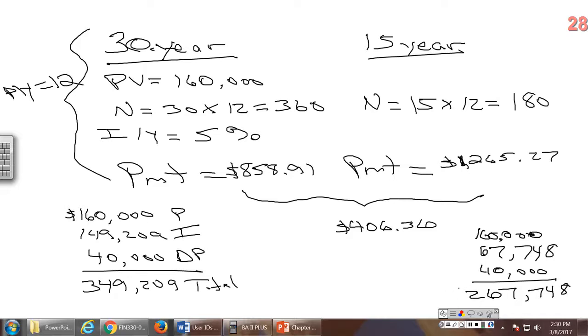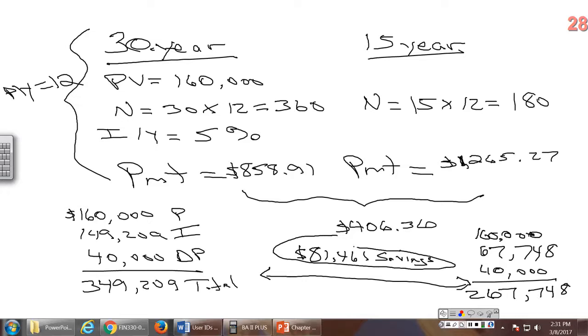Now, you can compare this to the 30-year loan. Okay, so we've got our comparison here. And if you wanted to do the math on this, you would find out that if you finance the same house for 15 years instead of 30 years by paying $406.30 more per month, you are actually going to save yourself $81,461 in interest. Now I don't know about you, but I can probably find something to do with 81,000 additional dollars, because keep in mind, again, this is the same house.